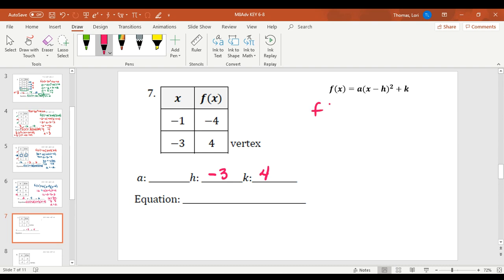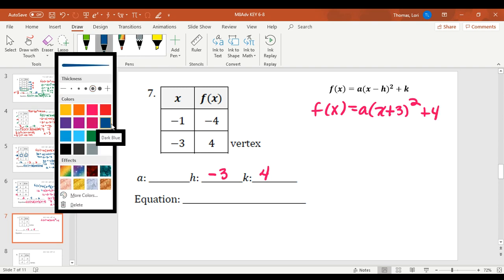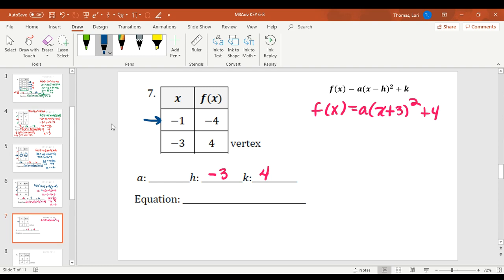So let's plug in what we have. So it's going to be x minus -3 plus 4. Now let's use another point, the only other point we're given, to plug in for x and f of x.